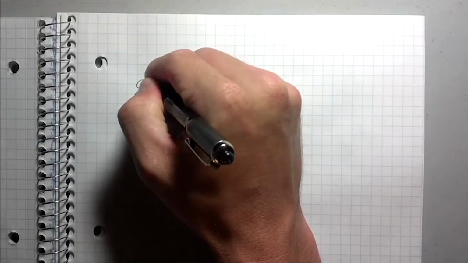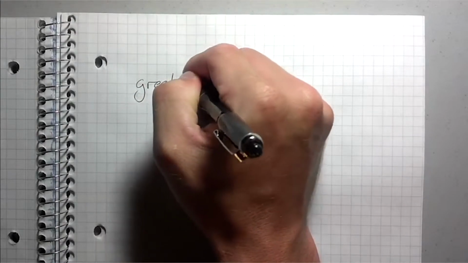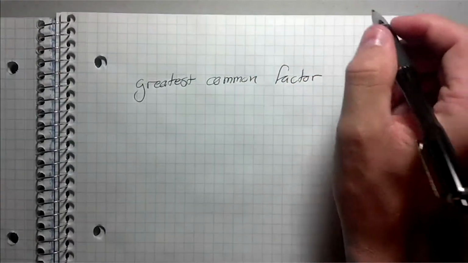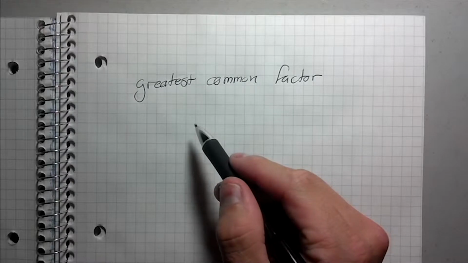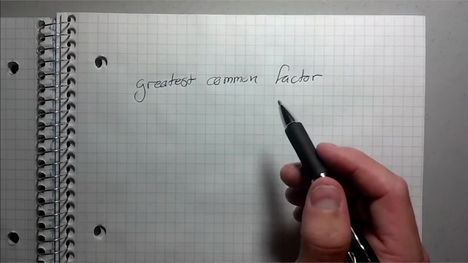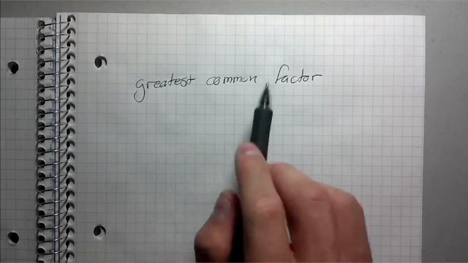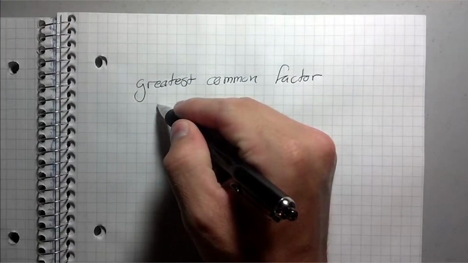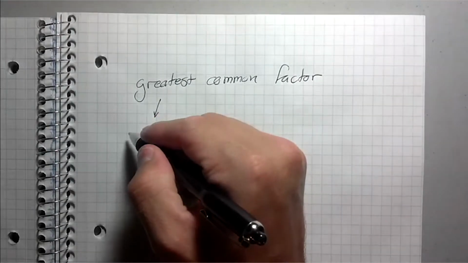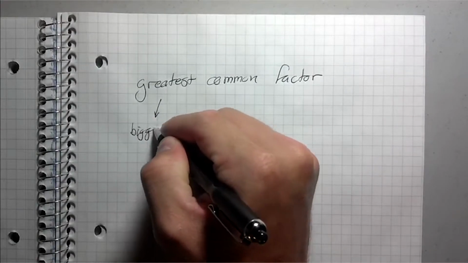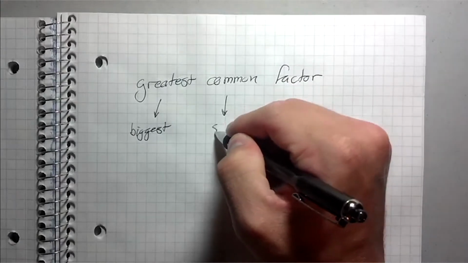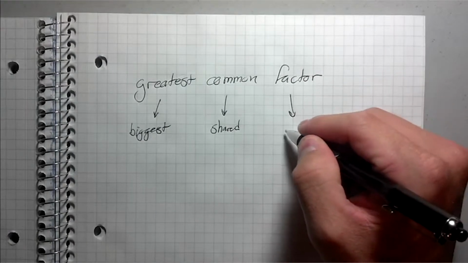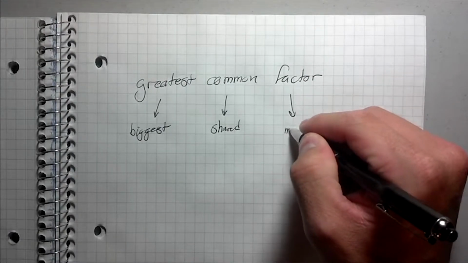I think it's actually very useful to just start by writing out the words here and thinking about what they mean, because the meanings of these words are not really the same as the meanings in normal usage, but knowing the mathematical definitions of them, or at least the connotations of them, will make this a little easier. So, greatest in math terms really means biggest. Common means shared, and factor is something that multiplies.